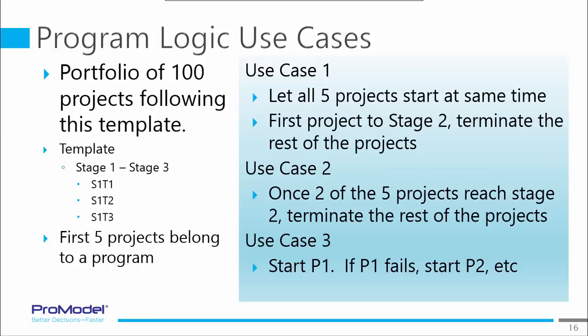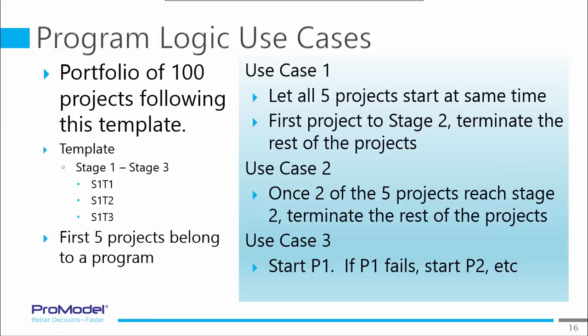Use case 2 is very close, but it's saying, hey, when 2 of the 5 projects reach stage 2, then terminate the rest of them. If you think about use case 1 and 2, by letting all the projects work at the same time, they are accelerating trying to get it out the back door, the possibility of getting their 2 or their 1 or their 3 or whatever it is.